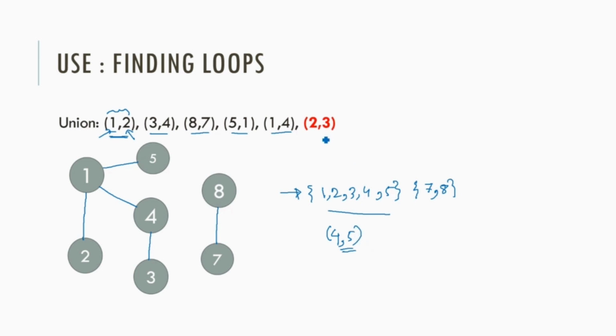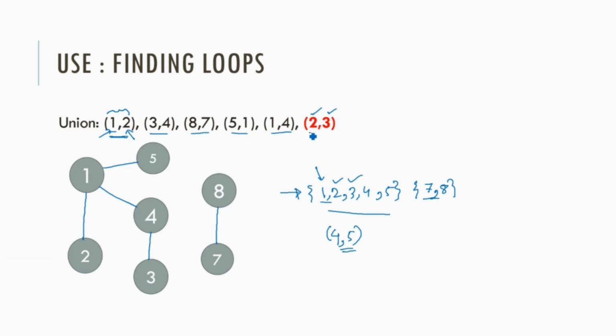So let's consider the edge 2, 3. The two nodes 2 and 3 will be connected, but we see that 2 and 3 belong to the same set. So if we connect 2 and 3, then it will create a loop. Let us assume that the representative of the first set is 1 and the representative of the second set is 7. Now let us consider how we can avoid creating loops in the tree. So when we are going to add a new edge to the tree, we need to know the representative of the nodes.